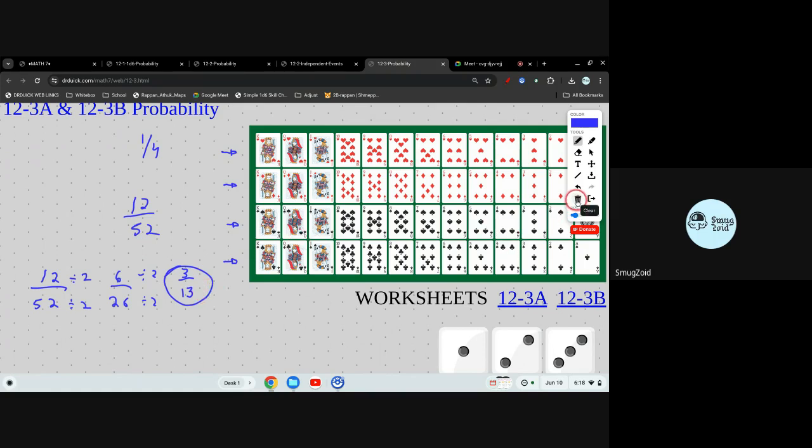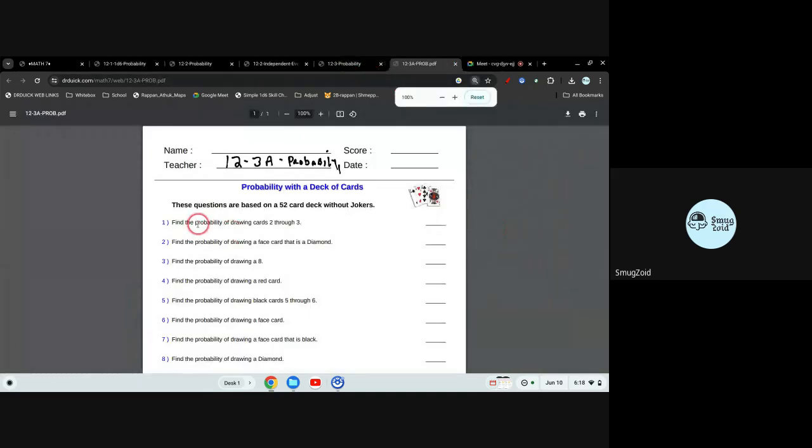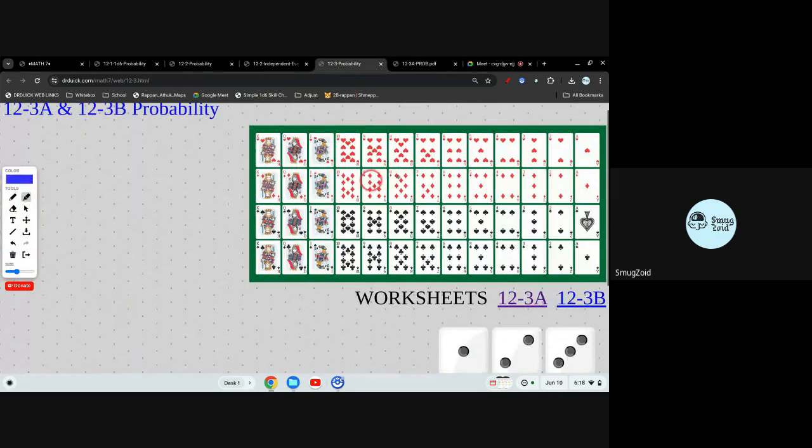So if I grab one of these sheets to take a look at it, and obviously they're going to be given out to you. It says a probability of drawing cards 2 through 3. If I look at this thing, and I put this up here because sometimes it's hard to visualize this, I use my color thing here. 2 through 3 are these guys, right? So what is that going to be? It's going to be 8 out of 52, right?